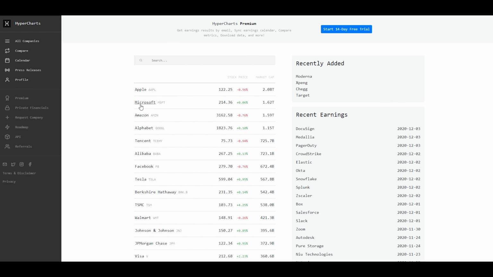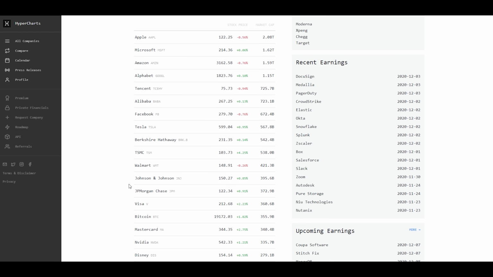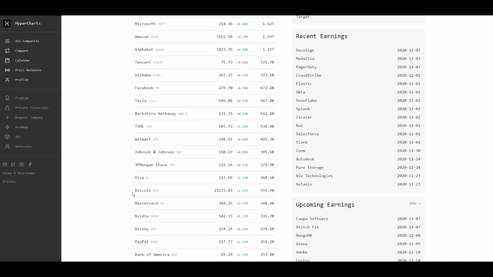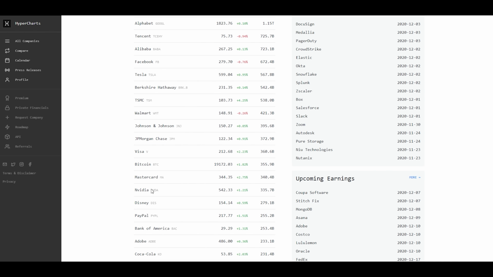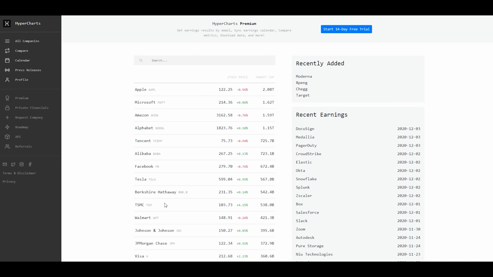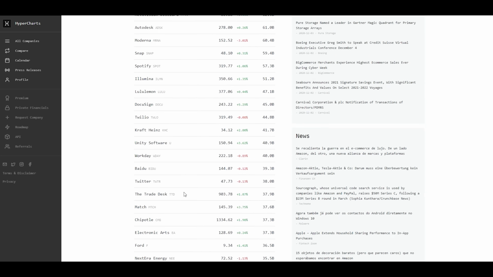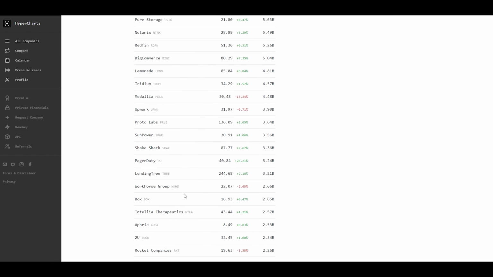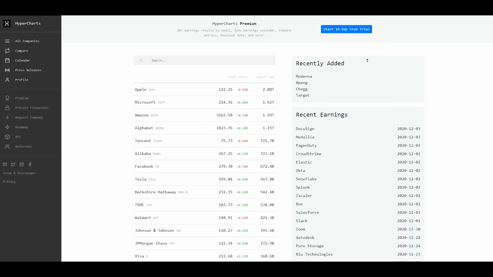For example, you see Apple, Microsoft, Amazon, Google, Tencent, Alibaba, Facebook, Tesla, Berkshire, so many, Walmart, Johnson & Johnson, Visa, it's even got Bitcoin, MasterCard, so many, Disney, PayPal, so on and so forth. So it's got a lot of stocks that I would say most of you guys are probably going to be interested in. Like, have a look at this long list of stocks. It's not all of them, but there are a lot of stocks on there.